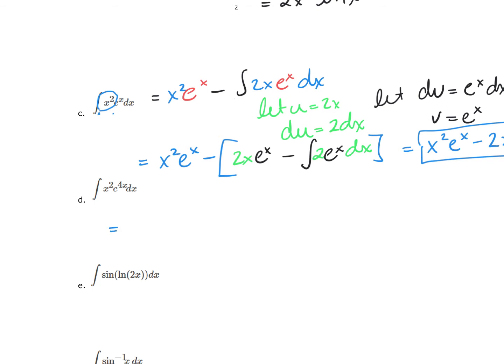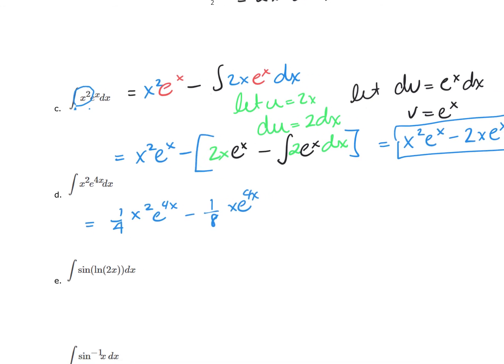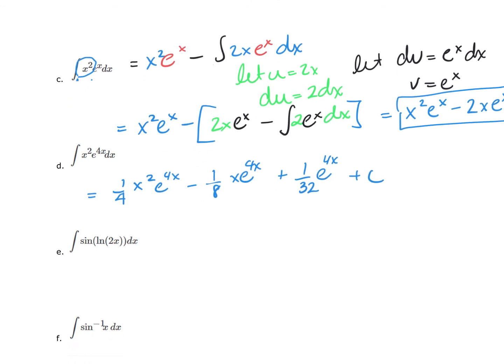So this ends up becoming 1/4, actually, I'm going to write it with my x squareds first. 1/4 x, the quantity squared, e to the 4x, minus 1/32 x e raised to the 4x. And actually, this should be 1/8. And then I have minus, actually that'll be a plus 1/32 e raised to the 4x plus c. And that's my answer there.